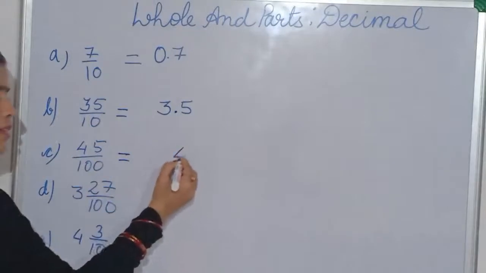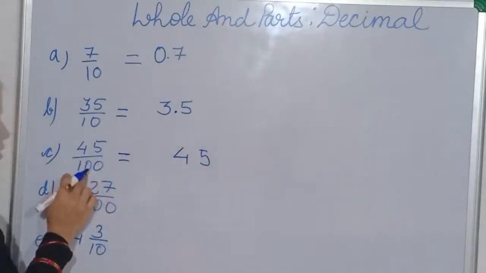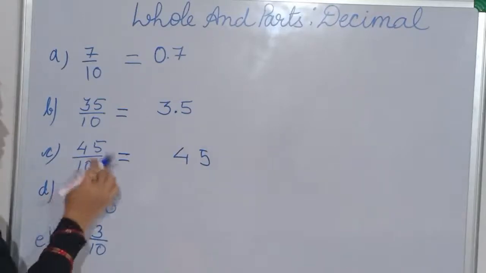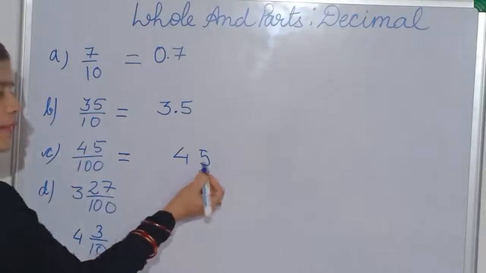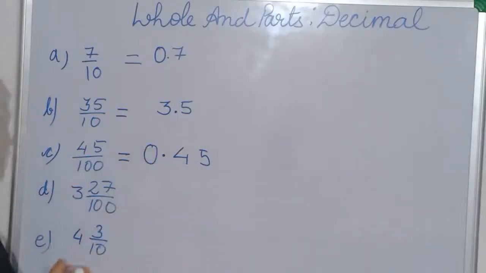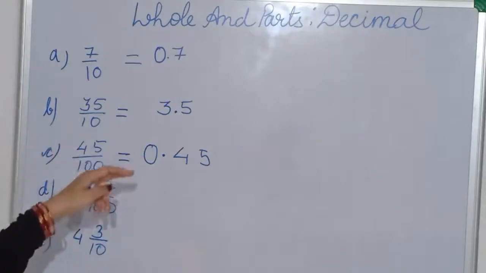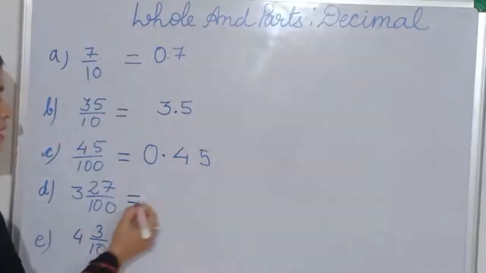Same things we will do here. We will write the numerator. Then we will count how many zeros there are. There are 1 and 2 zeros. So I will put the decimal after 2 places from the right hand side. 1, 2. So here I will put the decimal. To make it clear, I am putting 0 also. It is 0.45.